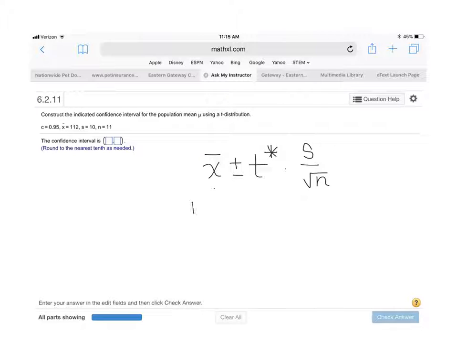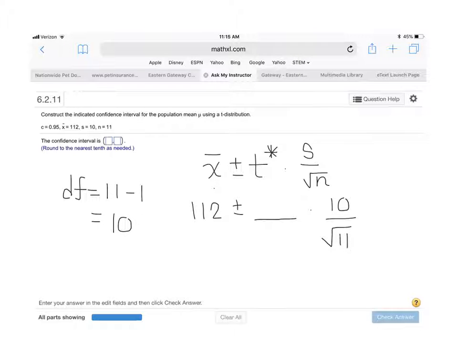So we see that our x bar is 112. We'll get our critical value here in a moment from our table. Our s is 10, and our n in this case is 11. Our degrees of freedom for these confidence intervals is always n minus 1, so in our case that would be 11 minus 1, or 10 degrees of freedom. So we're going to need to look up 10 degrees of freedom in our table.